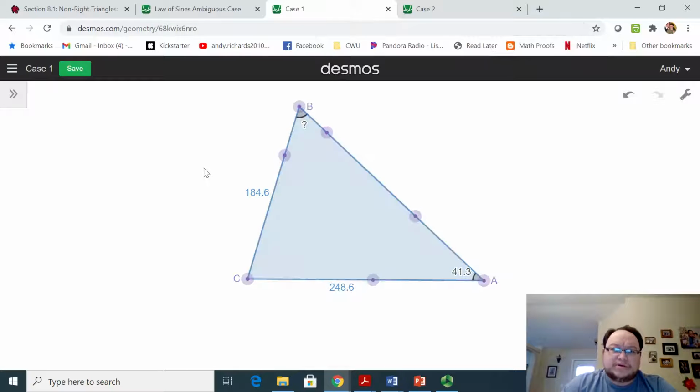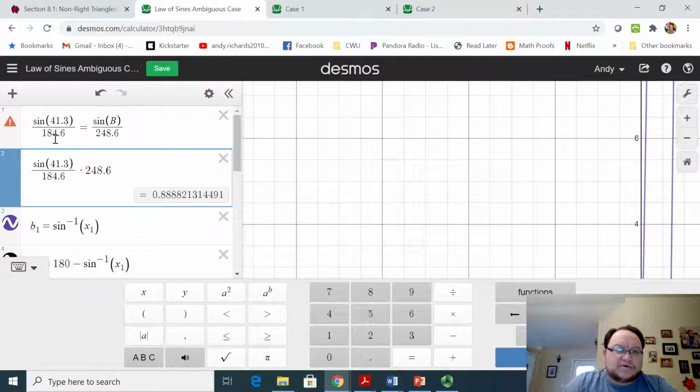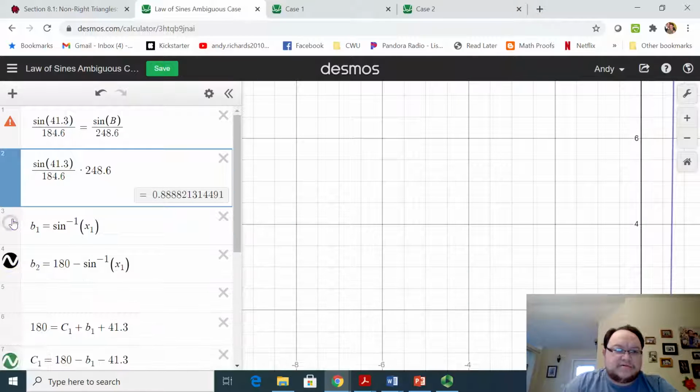So we can use the law of sines to figure this out, where sine of 41.3 degrees over this 184.6 will have to be equal to sine of b over this 248.6. That's what I've written right here. So if we have that, we can solve for sine of b by multiplying that 248.6 over.